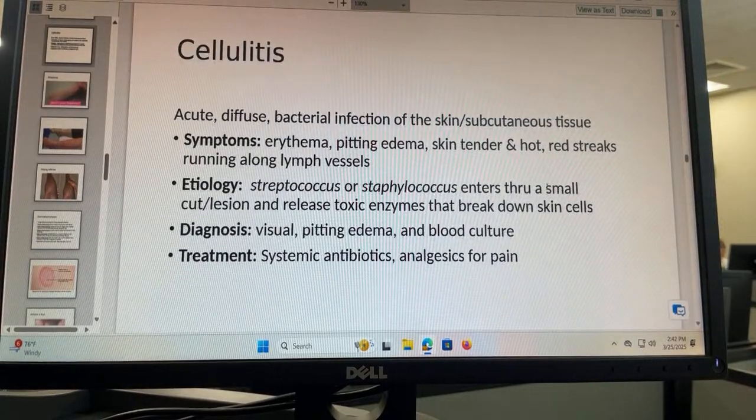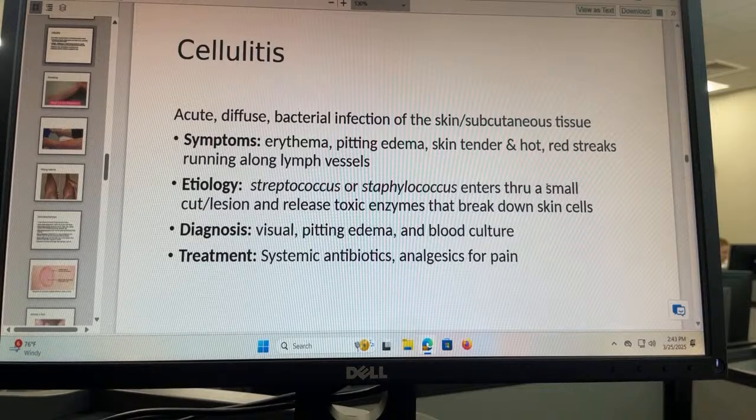The cause of this is, like I said, bacterial. It's caused by streptococcus or staphylococcus, so again, a strep infection or a staph infection. Basically, someone has a small cut somewhere, and if this type of bacteria gets into the skin, you get cellulitis, and these bacteria release toxic enzymes that cause the breakdown of the skin cells. Again, diagnosis is going to be mostly visual. You can tell by the pitting edema. You can do a blood culture, taking a sample of someone's blood and seeing if it comes back positive for strep or staph.